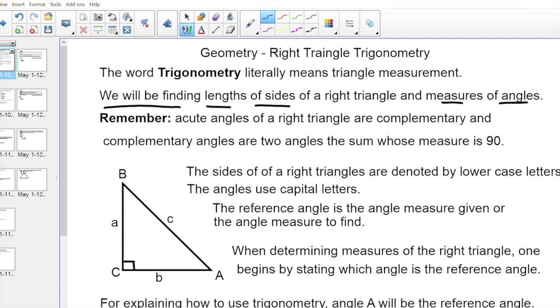But a right triangle has two angles that are not a right angle, and they're called acute angles. So the acute angles of a right triangle are complementary. And complementary angles are two angles whose sum is 90.